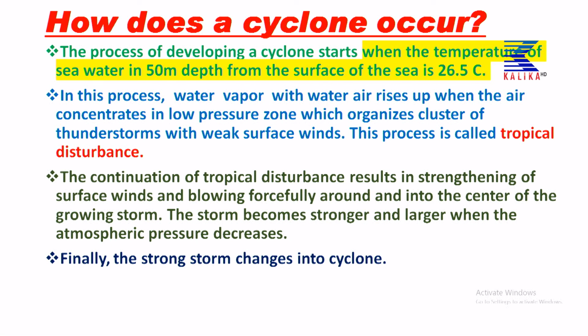The process of developing a cyclone starts when the temperature of sea water at 50-meter depth from the surface of the sea is 26.5 degrees Celsius. In this process, water vapor with air rises up when the air concentrates in a low pressure zone, which organizes a cluster of thunderstorms with weak surface winds.